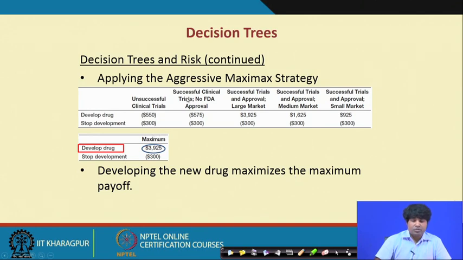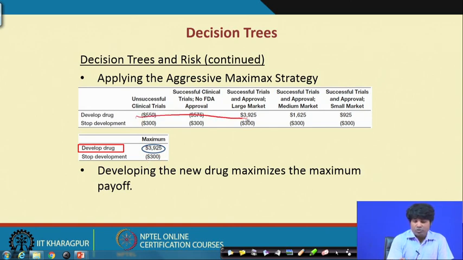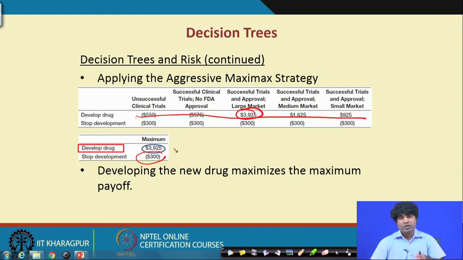maximax strategy, that is aggressive maximax strategy, what will we do? We have to find out the maximum among all these outcomes, and then accordingly we have to take the decision. Here developed drug, 3925, and then again stop development it is 300. Technically, in this case if we apply this maximax criteria, the first option is, out of all possible outcomes, which one is the maximum. This is the maximum one, and then in the case of stop development, this is actually the maximum. Then between these two, we have to pick up which one is the best finally.